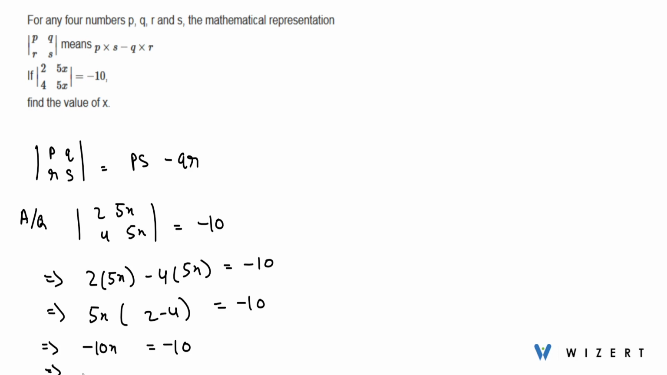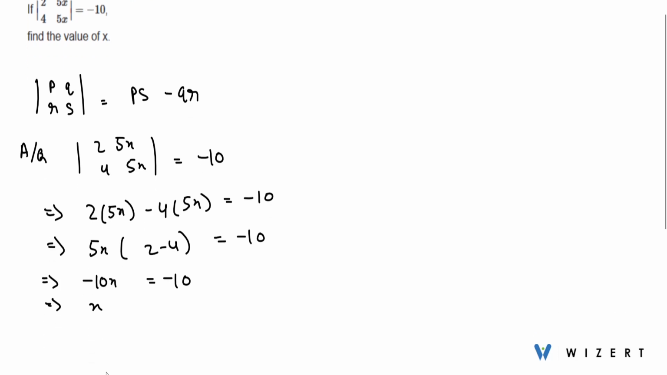Divide both sides of the equality by minus of 10. So x will be equals minus of 10 upon minus of 10, which is equals 1. So the value of x is 1. So x equals 1, and this will be our final required answer.